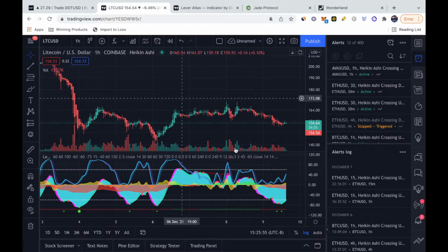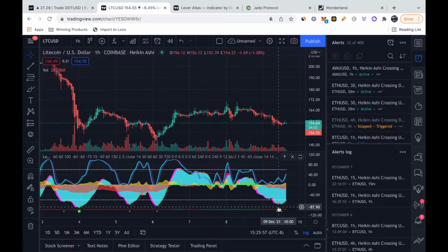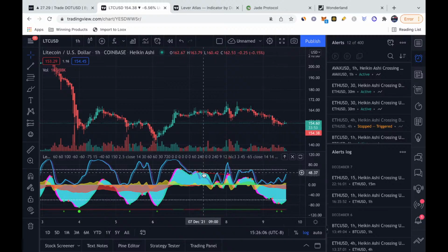But here we are. We're looking at Litecoin. What do we think? Looking a little sideways, maybe bearish. Nothing massive standing out to me, because what we're really looking for are these divergences. Here was a good example of one.